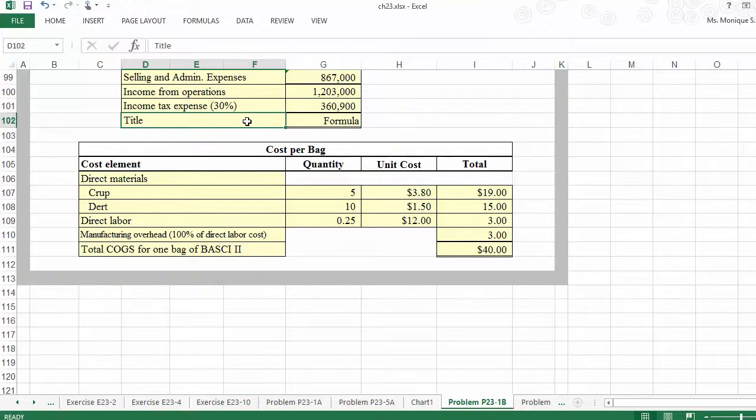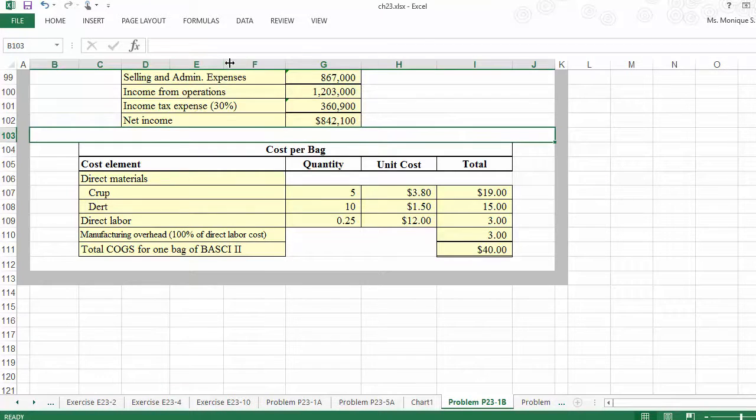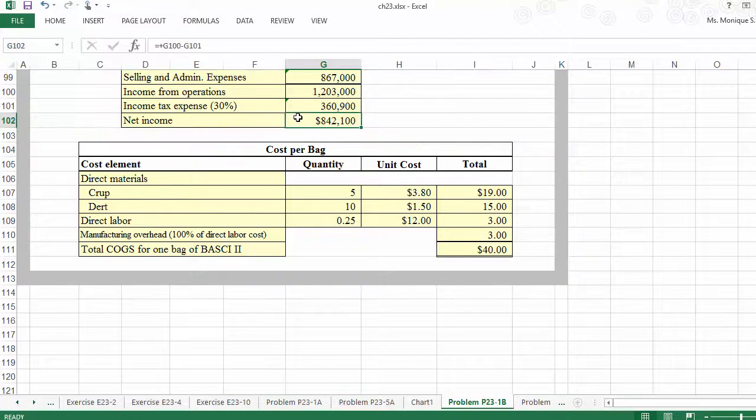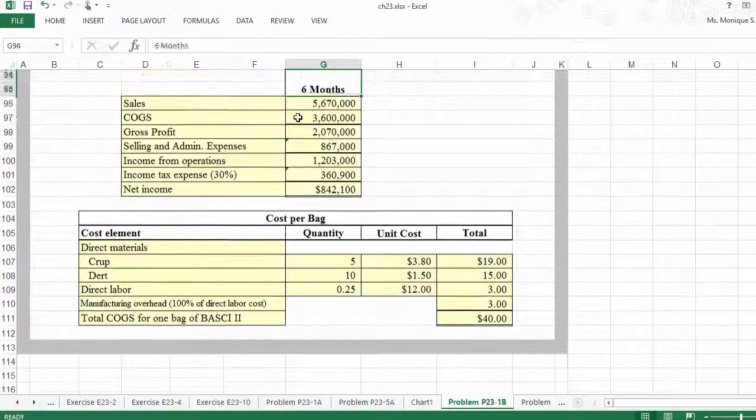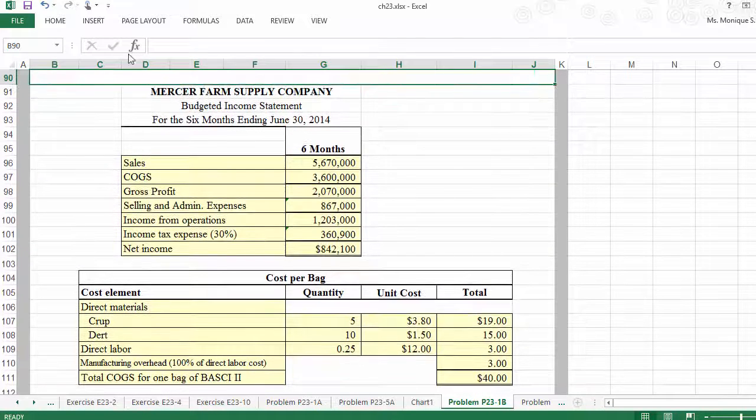And then our final number, net income, will be the 1,203,000 minus the income tax of $360,900. So our final number, this is our final number, $842,100, and we are done.